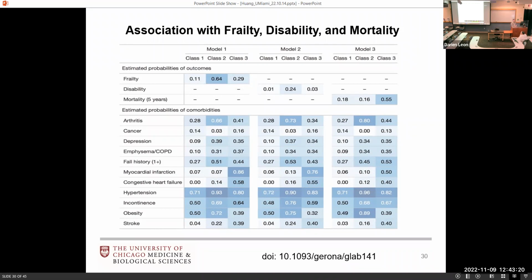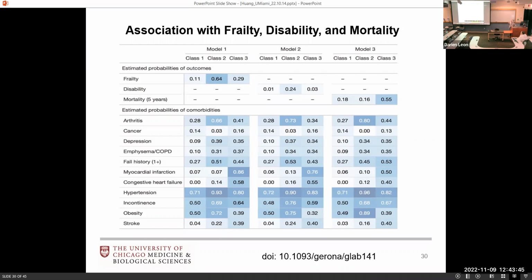And class 2 has more association with disability as well. And class 3 has the highest association with death. So class 2, that more geriatric group, seems to be more disabled and more frail than the cardiovascular group, which seems to be a group just ready to die, unfortunately, from their cardiovascular disease.